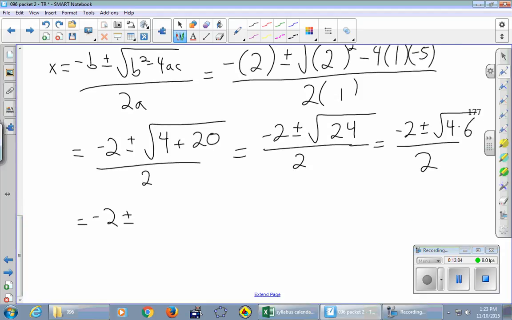Negative 2 plus or minus. We said the 4 comes out as a 2. What's still inside? 6. And then that's divided by 2. So you guys probably ran out of space. Just hit the extend page button at the bottom.